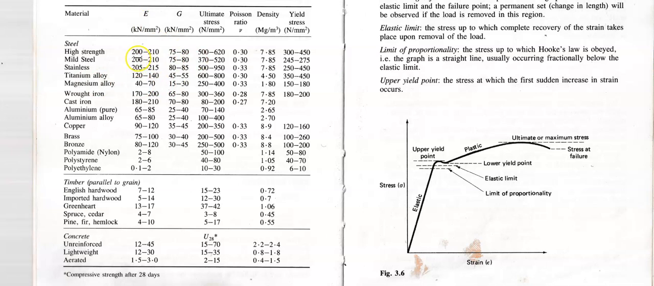Notice the numbers there. It's 200 to 210 kilonewtons per millimeter squared. And generally, as we go down the list, the numbers get smaller. So that means this material here is the strongest material, and this material at the bottom is generally the weakest material. And by the way, what's aerated concrete?